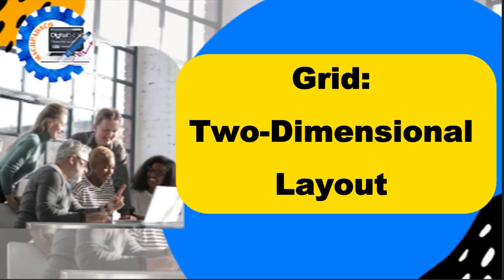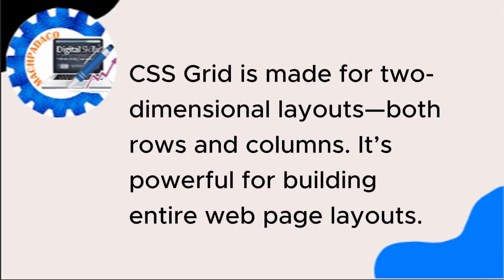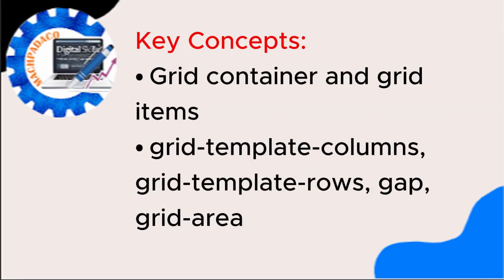Then let's look at Grid, two-dimensional layout. CSS Grid is meant for two-dimensional layout, both rows and columns. It's powerful for building entire web page layouts. Key concepts: grid container and grid items, grid-template-columns, grid-template-rows, gap, grid-area.